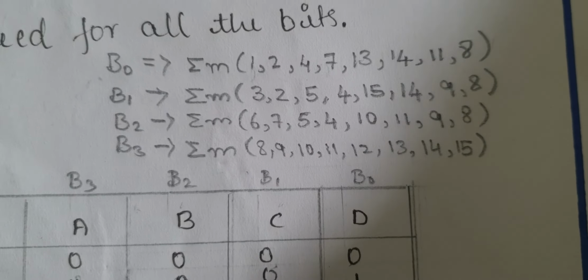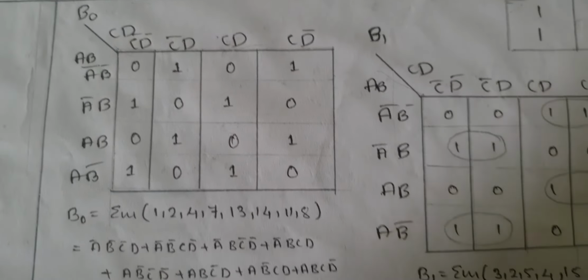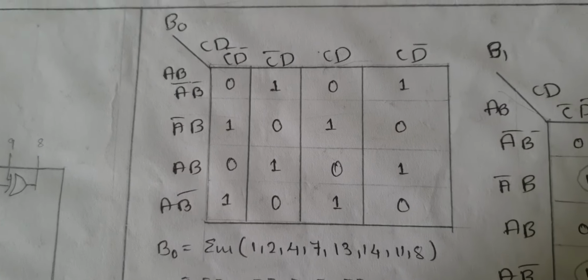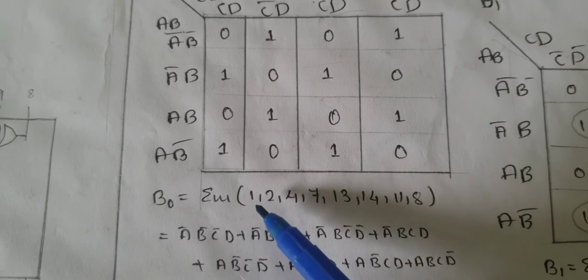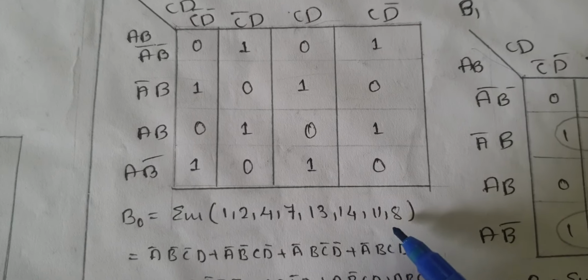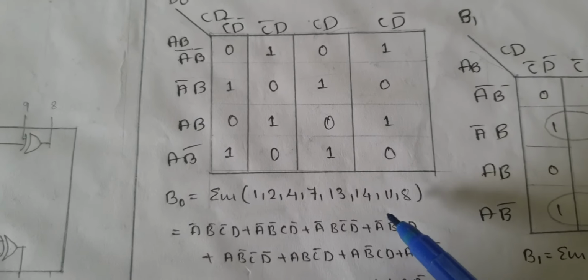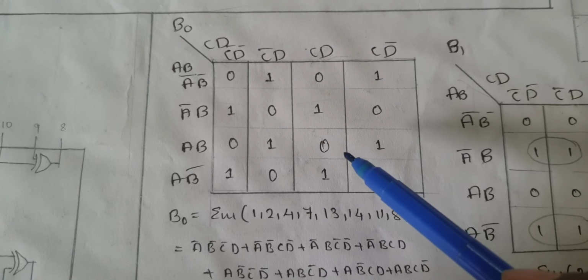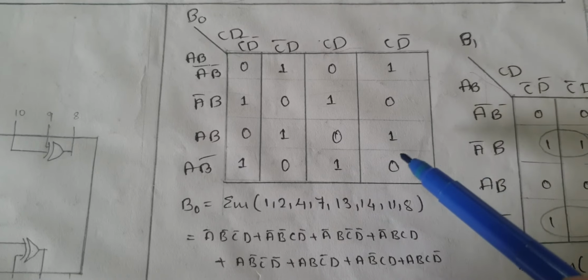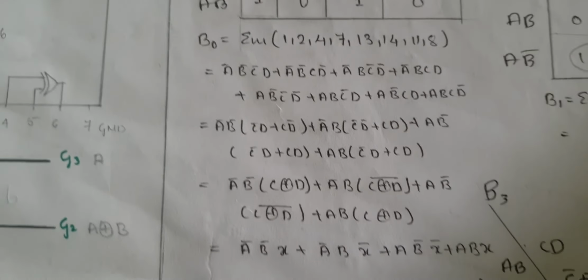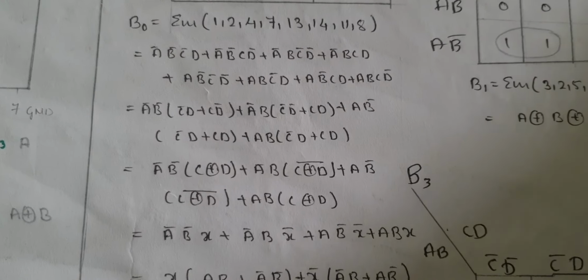Let us consider B0 now. I'll take only B0. If I consider B0 here, as you could see, B0 has the minterms 1, 2, 4, 7, 13, 14, 11 and 8. If you look at the K-map, it is not possible to map here. I'll go for Boolean simplification. So how do we do the Boolean simplification?